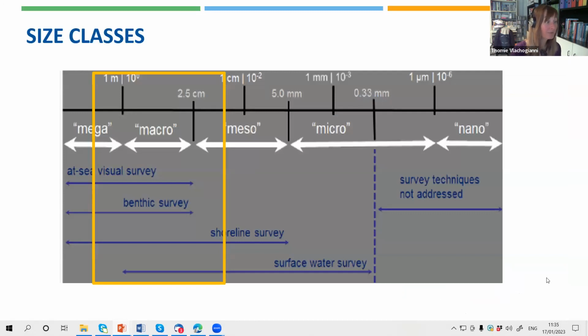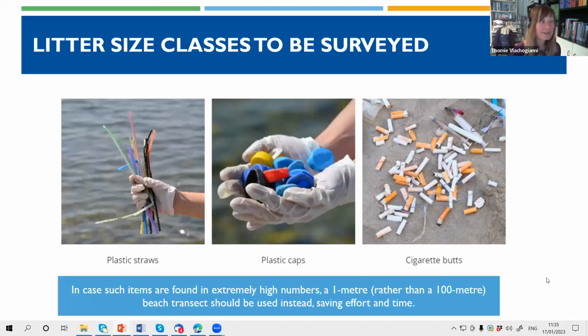We discussed the different size classes. When we talk about macrolitter monitoring, we talk about items that are 2.5 centimeters in the longest dimension, but also include some items that are closer to 2 centimeters, so they're marginally within the mesolitter size class. These items are plastic cups and cigarette butts. And as I already mentioned, we don't have a harmonized protocol for monitoring mesolitter items.